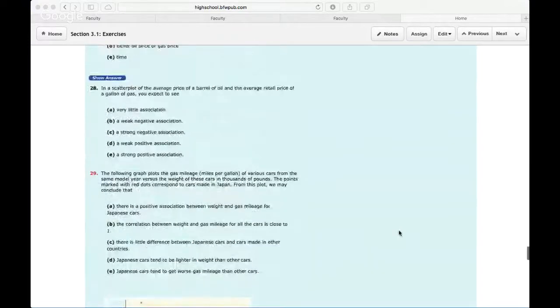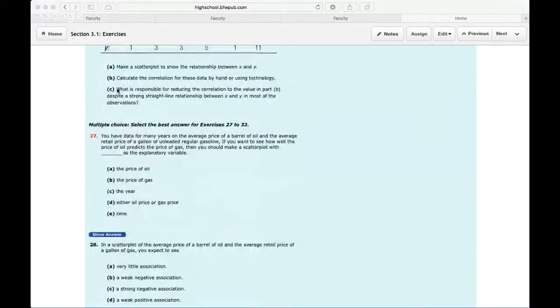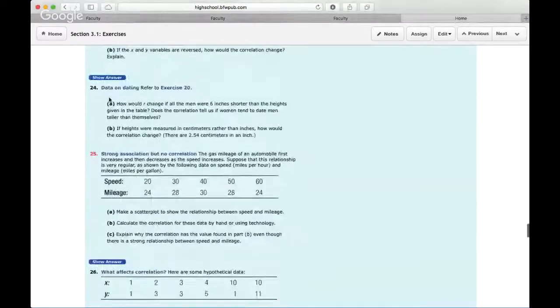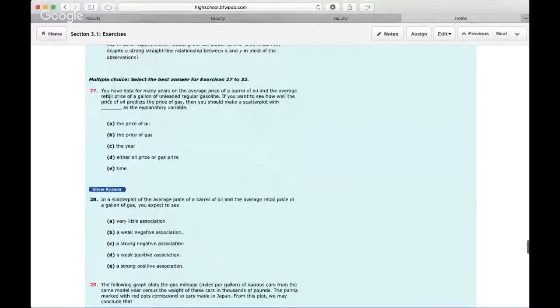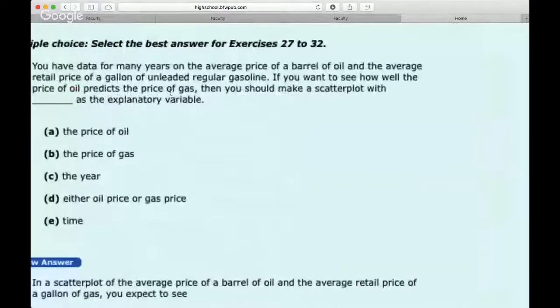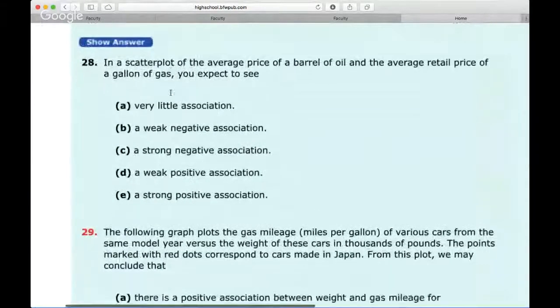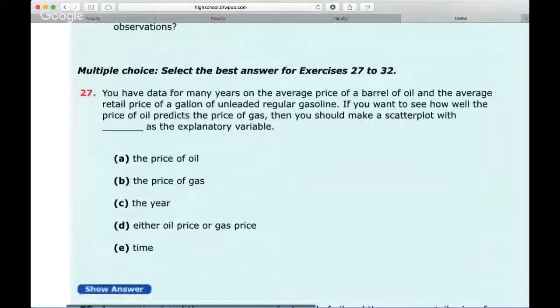All right, so here's what we've got to start us off. Question number 27 states this. You have a data set for many years on the average price of a barrel of oil and the average retail price of a gallon of unleaded regular gasoline. If you want to see how well the price of oil predicts the price of gas, then you should make a scatter plot with blank as the explanatory variable.